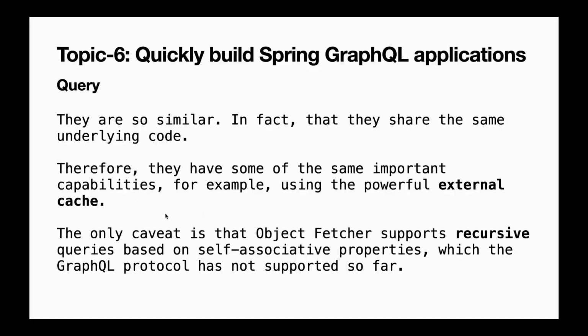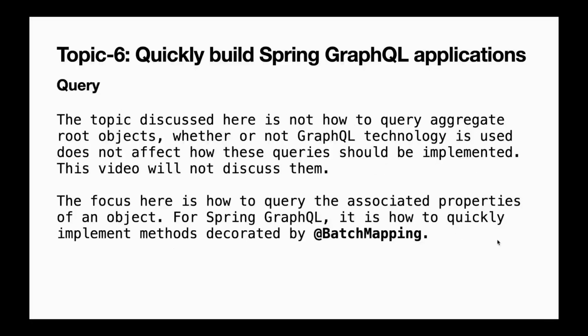The only caveat is that Object Fetcher supports recursive queries based on self-associative properties, which the GraphQL protocol has not supported so far. The topic discussed here is not how to query aggregate root objects. Whether or not GraphQL technology is used does not affect how these queries should be implemented. This video will not discuss them. The focus here is how to query the associated properties of an object. For Spring GraphQL, it is how to quickly implement methods decorated by batch mapping.